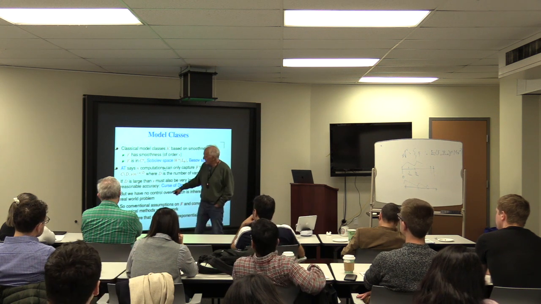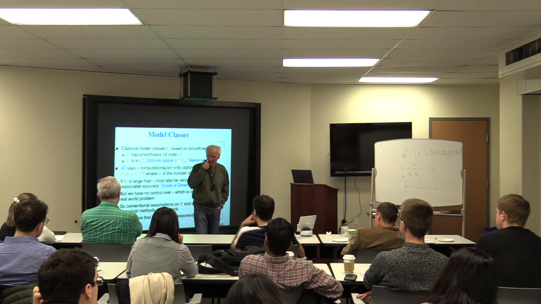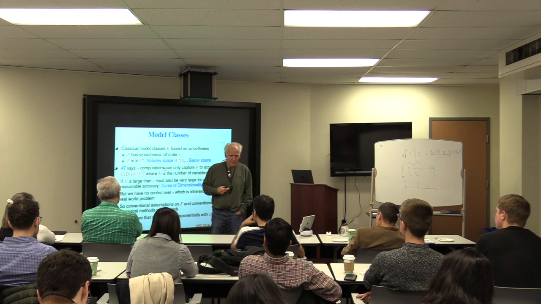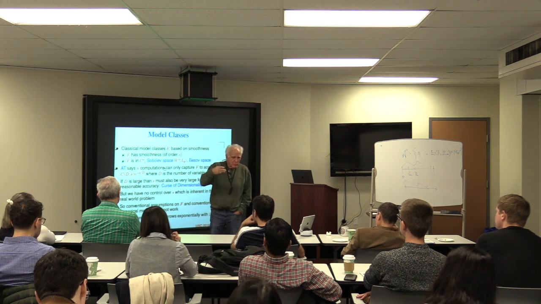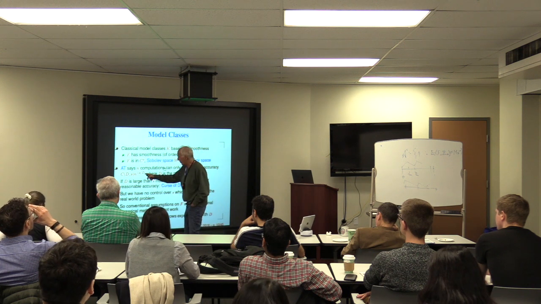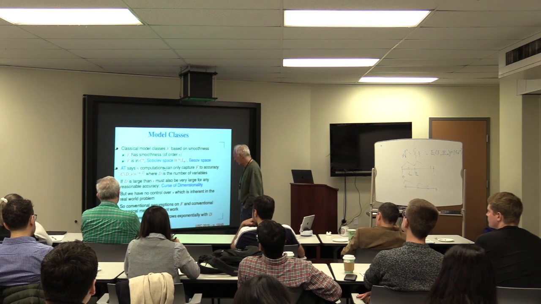This fact that the D appears down in the bottom is called the curse of dimensionality. The more variables you have, you're going to pay for it. Even having smooth functions isn't going to help you because you're going to pay for it in this dividing by capital D. Curse of dimensionality.